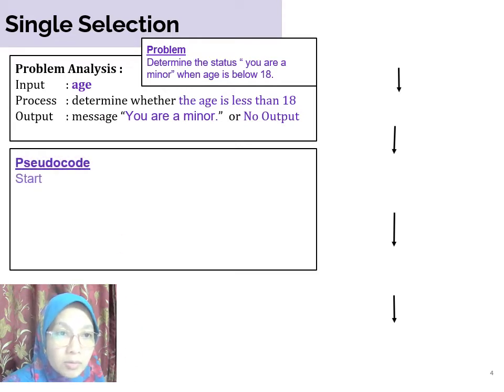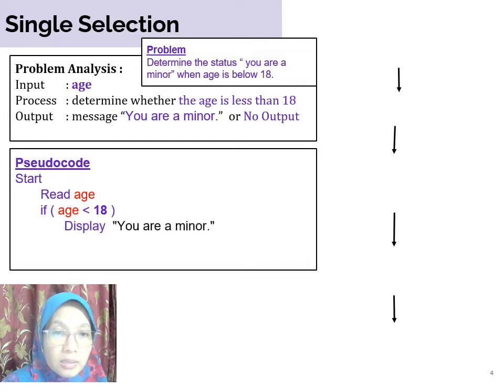Okay, how about its pseudocode? Start, read age. The computer will read age. Then after reading the age, the computer checks if age is less than 18, and it will display you are a minor. If not, that means do nothing, and the computer will end the process. Let's proceed with the flowchart.